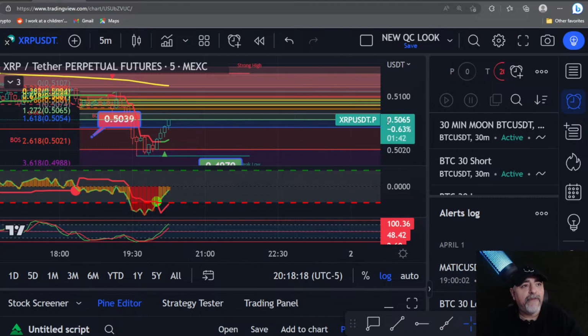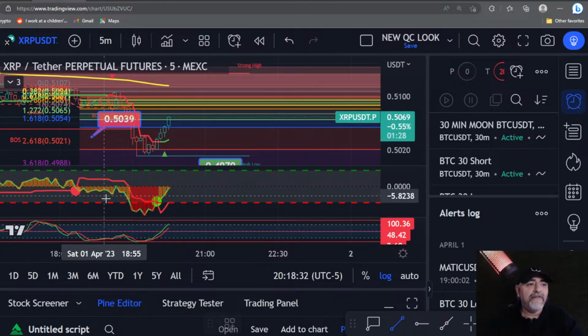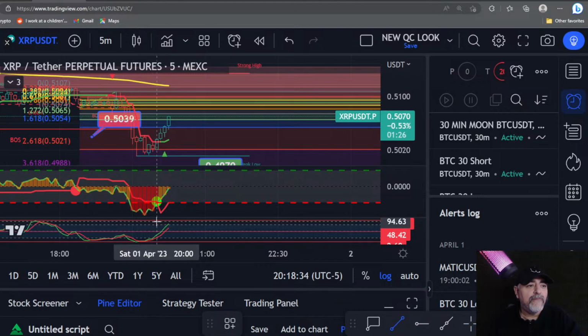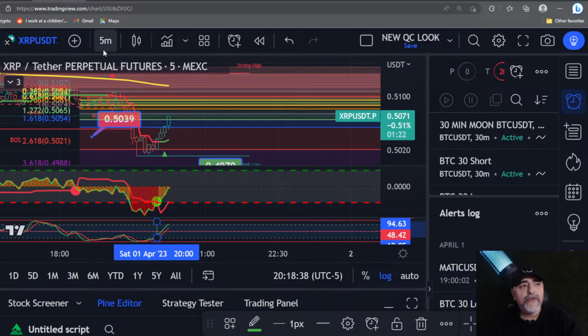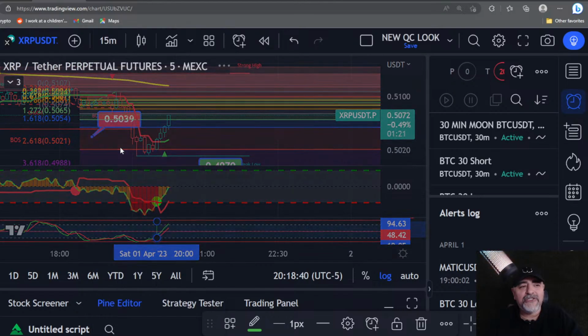So for instance, right now we have an XRP short that we're in since the top up here, 51 cents, but we're finally having a 5 minute pullback, or a bounce, right here. So we get a green moon, right? Right now we're experiencing this 5 minute bounce. So let's mark the relative strength index, and now we're going to see if this bounce is actually strong.